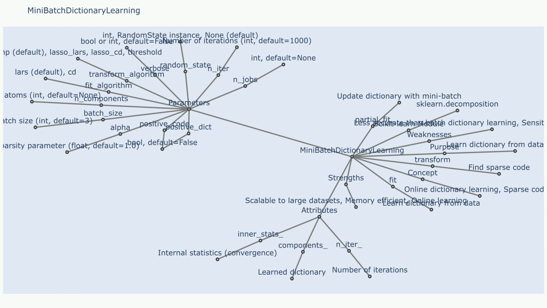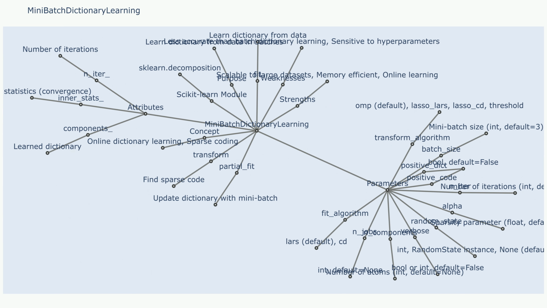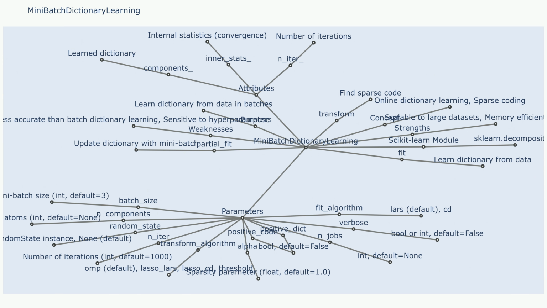1. Core concepts. Sparse coding. The goal of sparse coding is to represent data points as linear combinations of a few dictionary atoms. This is achieved by finding a sparse representation of each data point, meaning that only a small number of dictionary atoms have non-zero coefficients. Dictionary learning. The core of the algorithm is learning a dictionary, which is a set of atoms that effectively represent the data. This dictionary is not fixed beforehand but is learned during the training process.